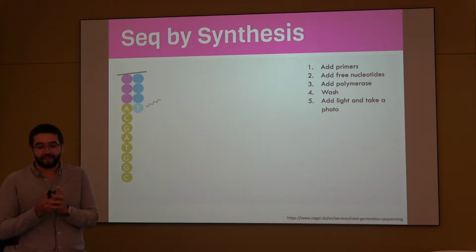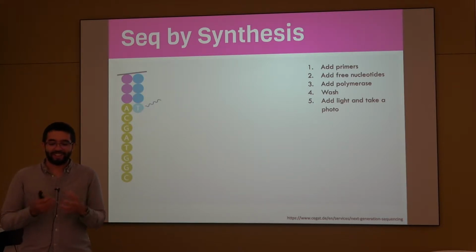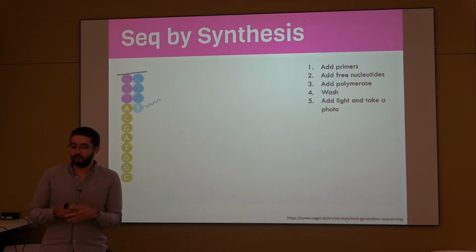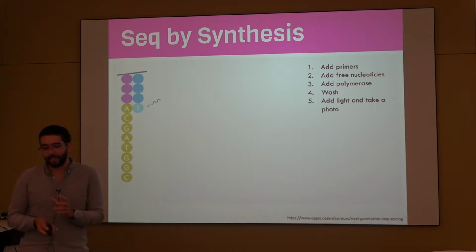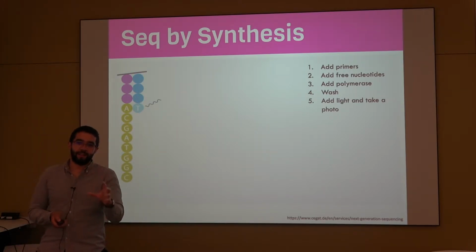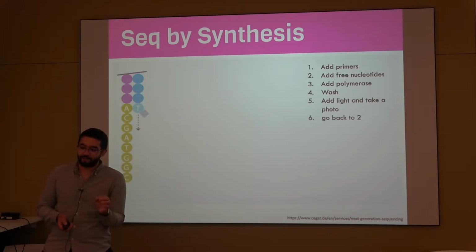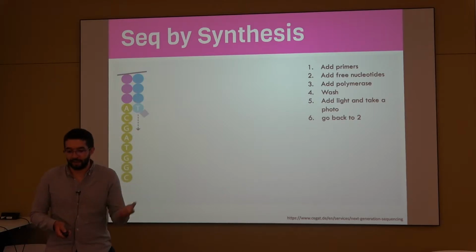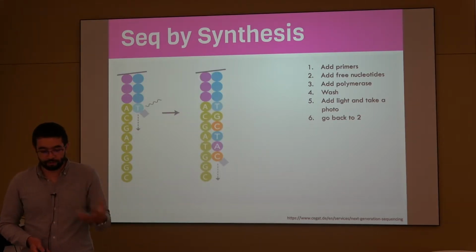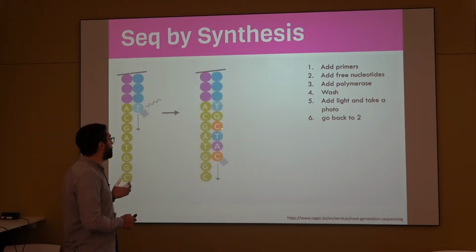This light will make the nucleotide fluoresce of a certain color, which was labeled before the whole process started. And that can be captured with a picture. So you apply the light, take a picture, and there you have a dot with a color. And then you go back to step 2 and repeat, and repeat, and repeat, for different nucleotides, each one of them labeled with a different color.